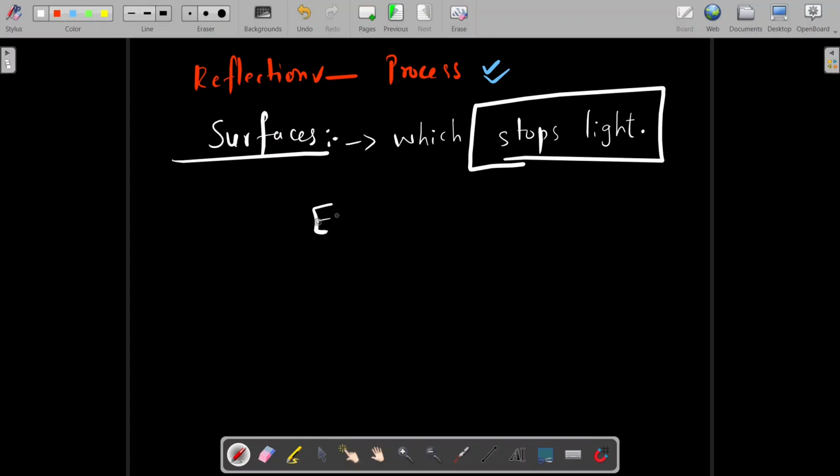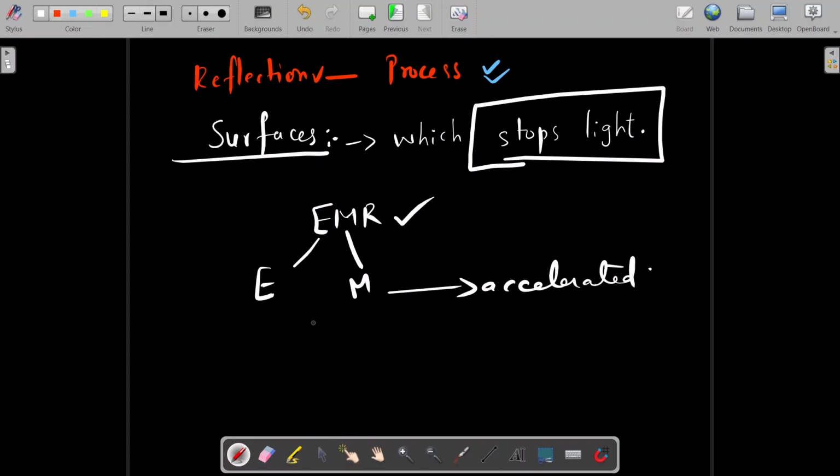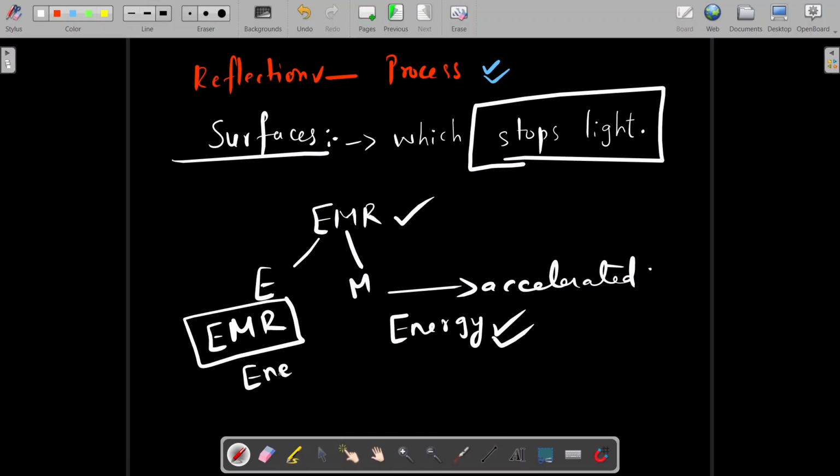Light is an electromagnetic radiation, which we learnt in the first video, what is light. That is, it has both electric and magnetic fields, which have been accelerated. Why have they been accelerated? What helped them to accelerate? That is nothing but the energy. The energy made them accelerate. That is, this electromagnetic radiation consists of energy. The light contains energy.